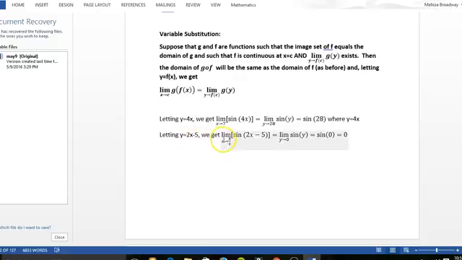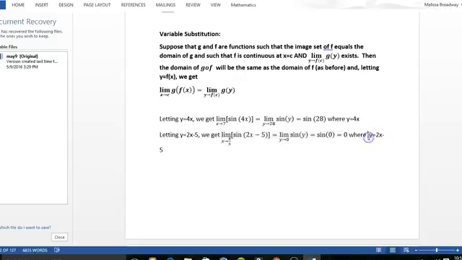Letting y equal 2x minus 5, that's not very elaborate either. We get the limit as x goes to 5 halves of the sine of 2x minus 5 equals the limit as y goes to 0 of the sine of y, and by continuity of sine, just like up here, that's the sine of 0, which is 0. Again, I forgot to qualify where y equals 2x minus 5. Sorry about that.